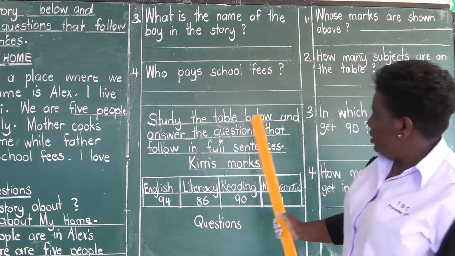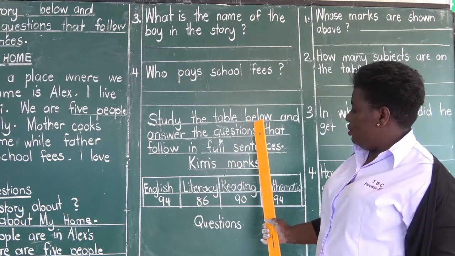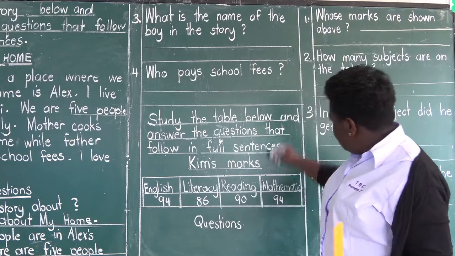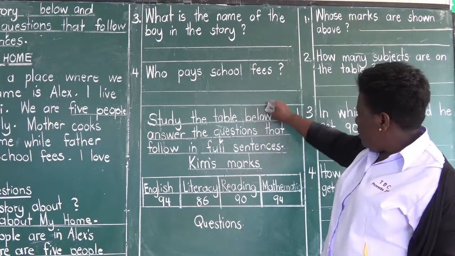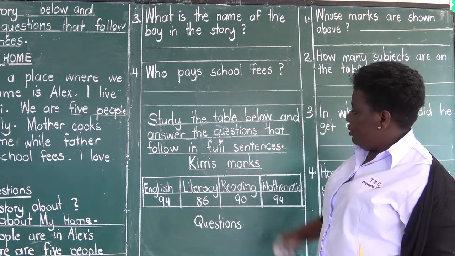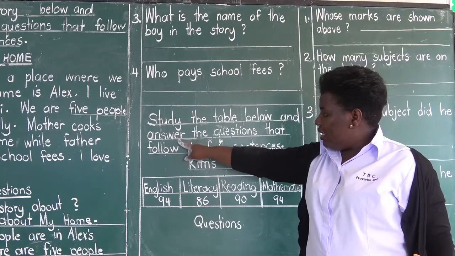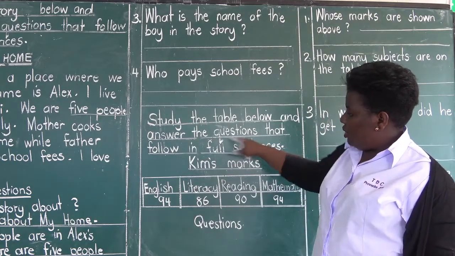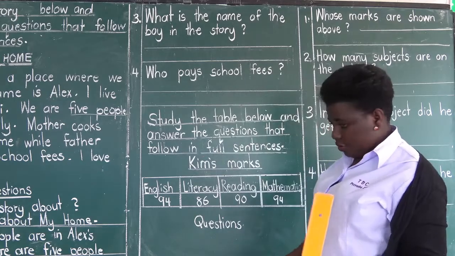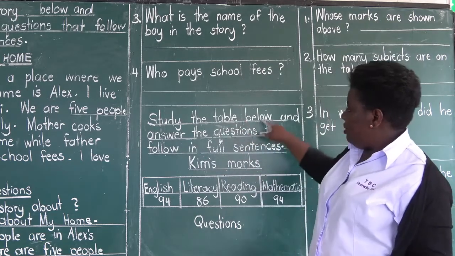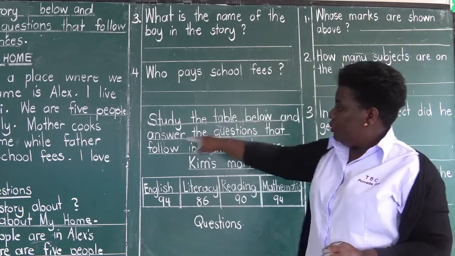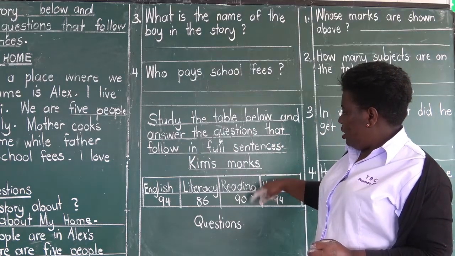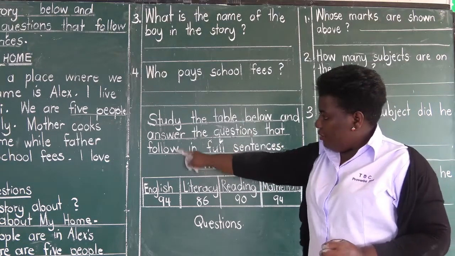Study the table below. Let me first show you the difficult words there. We have this word below. This is the word answer. This is the word questions. Follow. The rest are simple for you to read. We have the word below, answer, questions. Those are the only ones, maybe even the word follow.